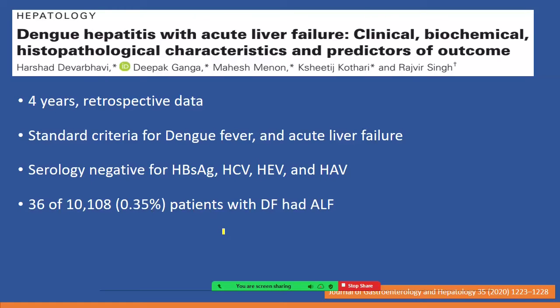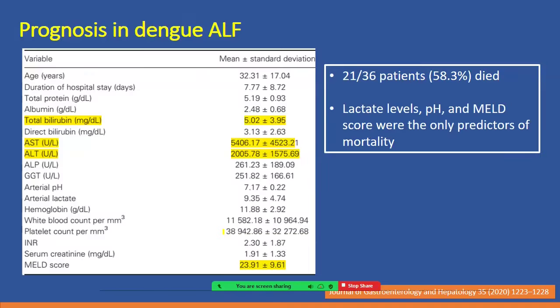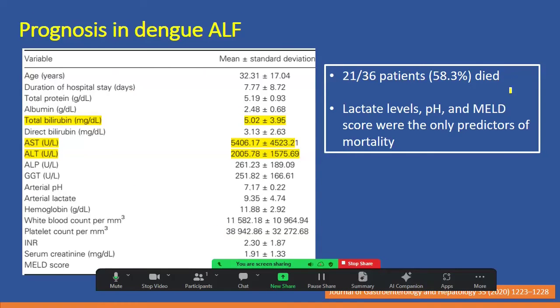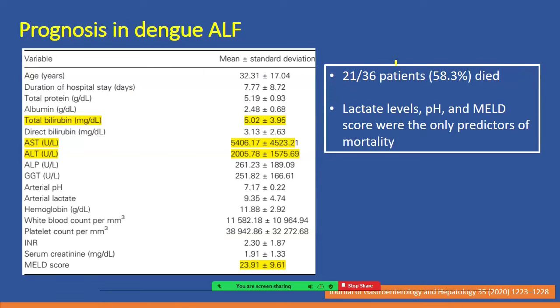So although the proportion of patients developing acute liver failure was quite low, the important point to consider is that out of these 36 patients, 21 patients could not survive. So mortality rate was almost 60%. So although the proportion of patients progressing to acute liver failure is quite low, the mortality rate is quite high.